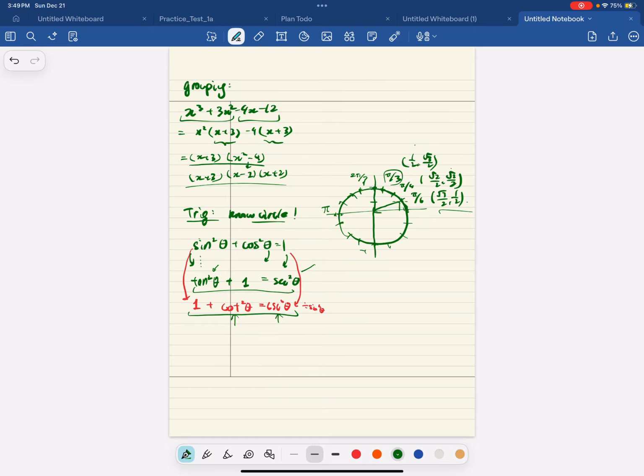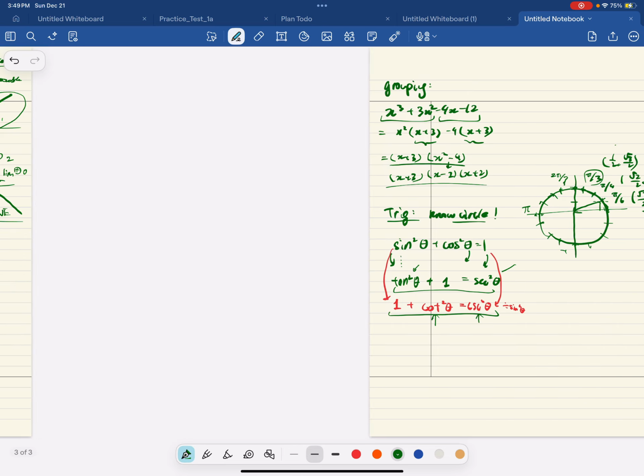So that's the trig review. So remember all your points, x, y's, your circle, factoring. That's basically all for review.